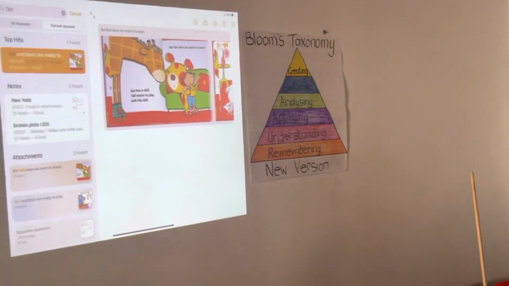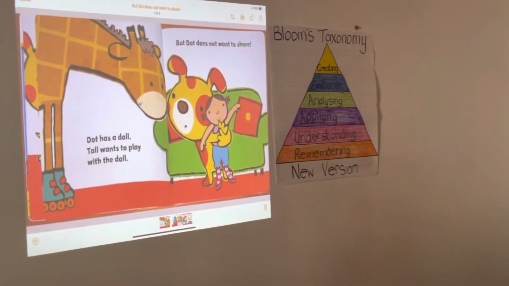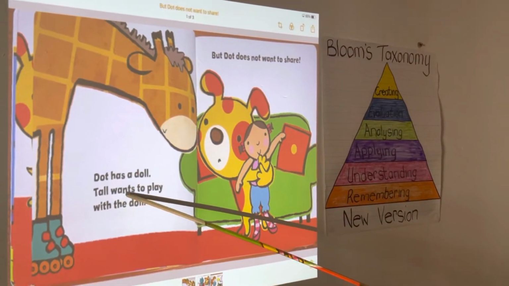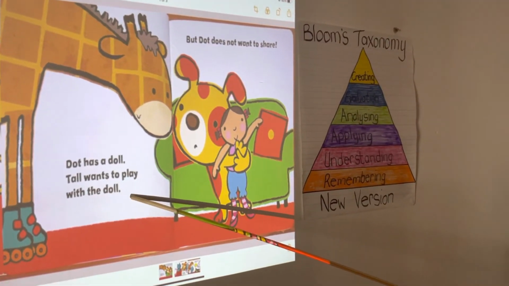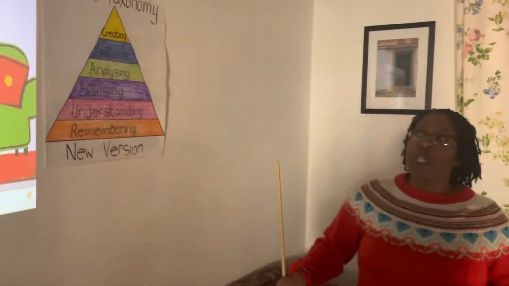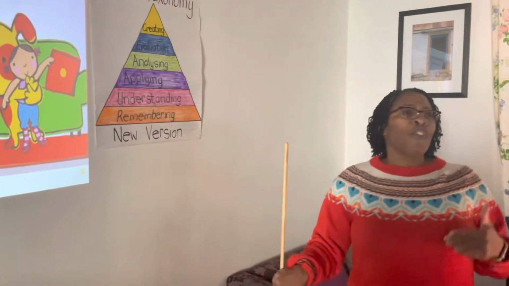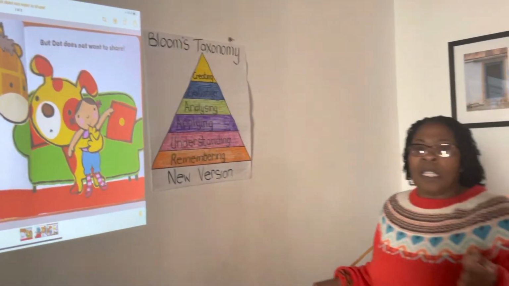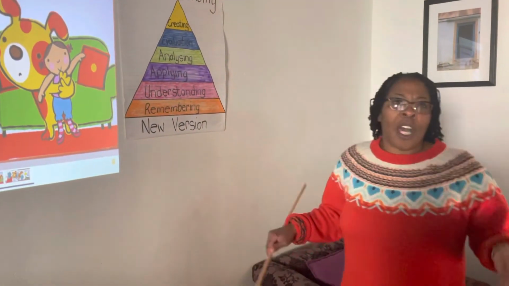About Dot and Dash. Here we see Dot has a doll, and Dash wants to play with the doll. When you're dealing with early readers, you're going to have a lot of repetition and few words in a sentence. So we're repeating, Dot has a truck. Dash has a truck. Dot has a ball.